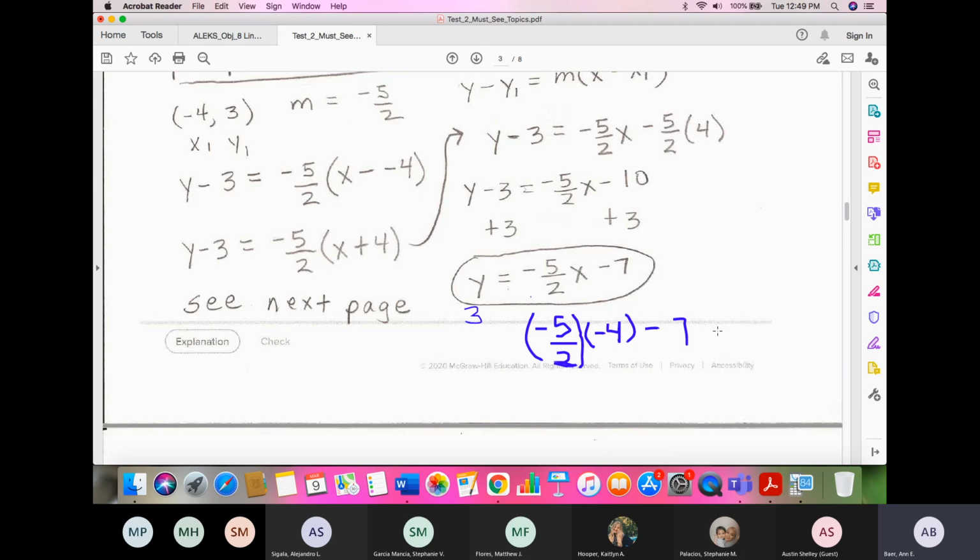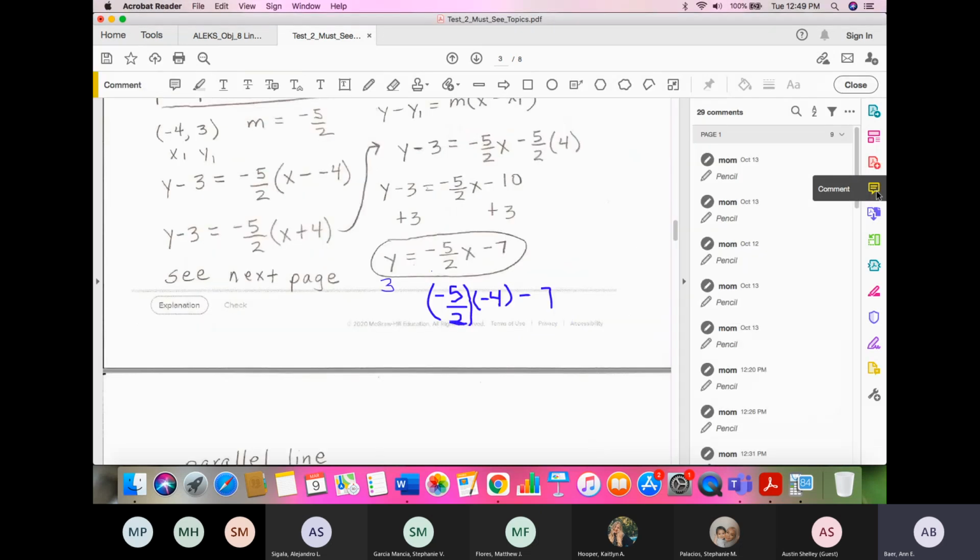So you want to make sure that you can make the left side equal the right side. So what do we have here? We have negative times negative, which is positive. So this is positive. And what else do we have? We've got 5 times 4, which is 20, divided by 2, which is 10, minus 7, which is 3, and that checks out. So this is the equation of the perpendicular line that this problem was looking for.